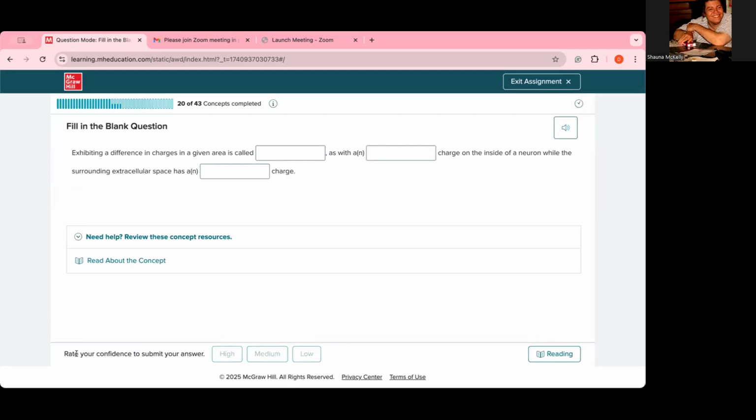So polarity is in the first box. Polarity. Then negative and positive.